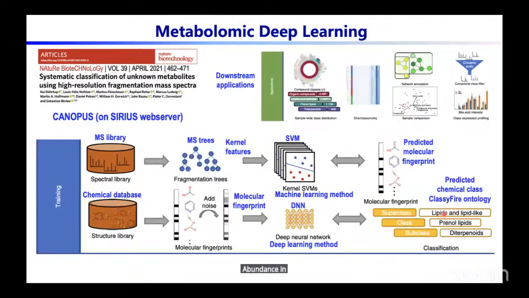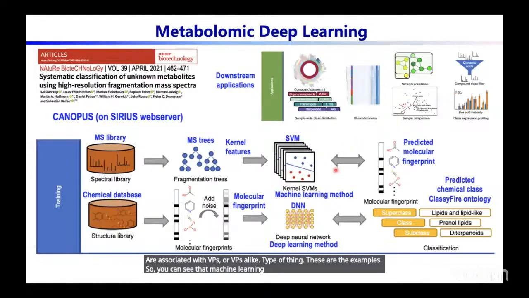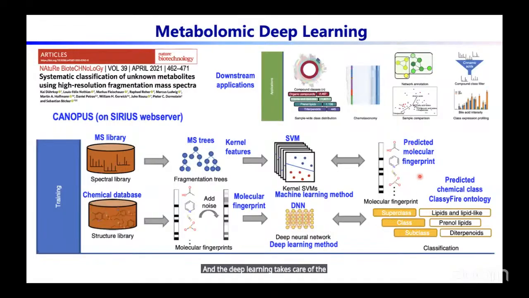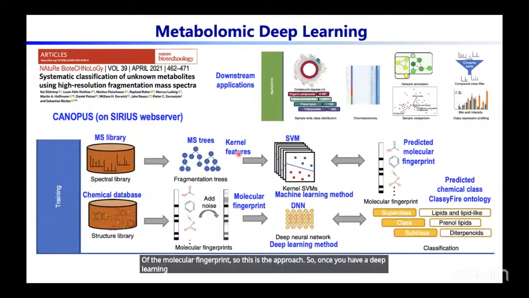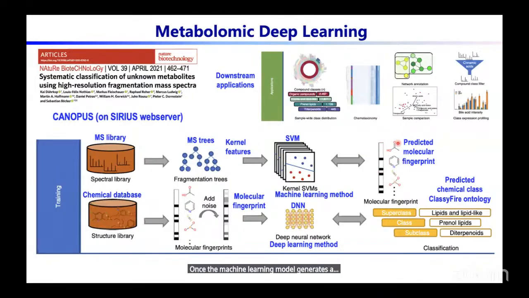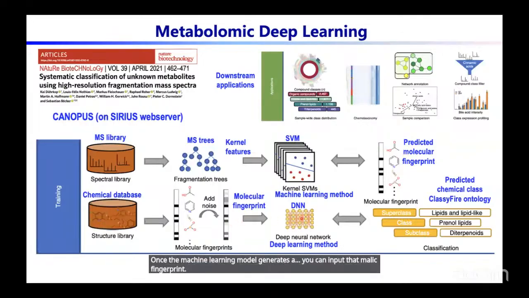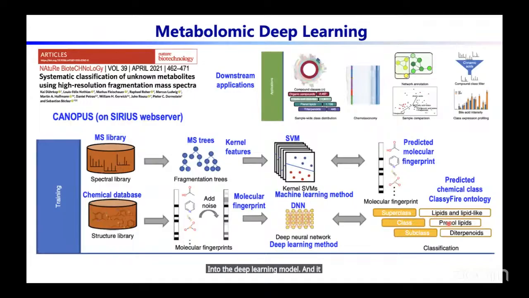For instance, in this one, the molecular fingerprints are associated with lipids or lipid-like things. These are the examples. So you can see that machine learning takes care of the generation of molecular fingerprints, and deep learning takes care of the type. So what is the functionality of the molecular fingerprints? This is the approach. Once the machine learning model generates a predicted molecular fingerprint, you can input that molecular fingerprint into the deep learning model to generate a label to tell you what kind of molecule it is. So this is the application of a deep learning model for functionality labeling of the machine learning predicted molecular fingerprints.